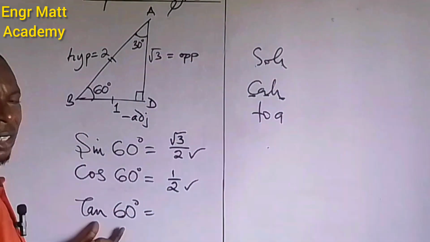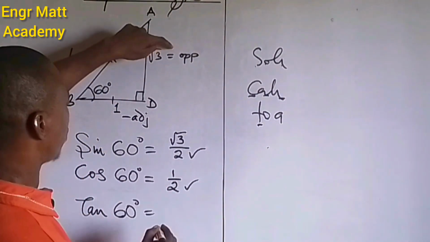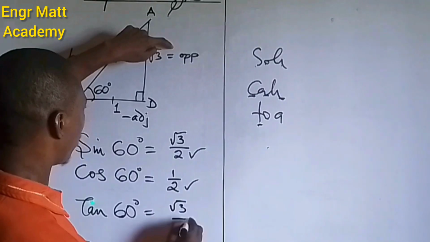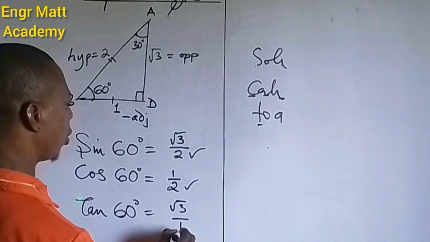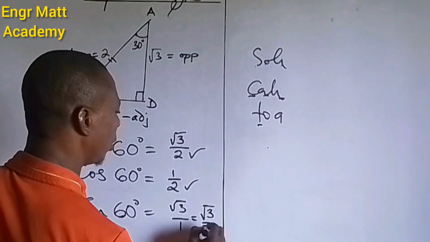And tan 60 degrees. Tan na opposite over adjacent. Opposite √3 over adjacent 1. Anything divided by 1 remains the same. So tan 60 degrees na √3.